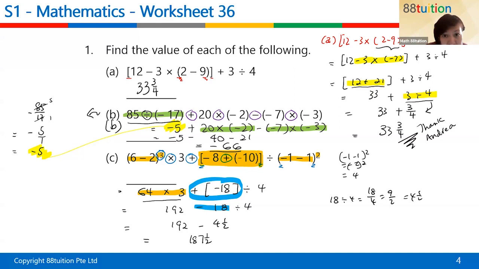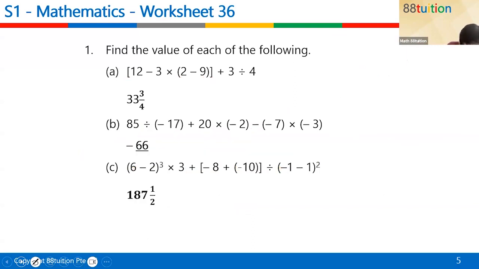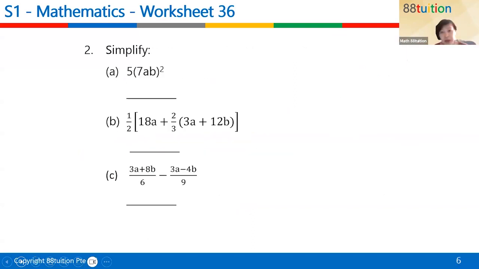Okay, I hope the color helps. Is it complicated? The reason I use color is to identify how I derive it, okay? Any feedback, you can always let me know.